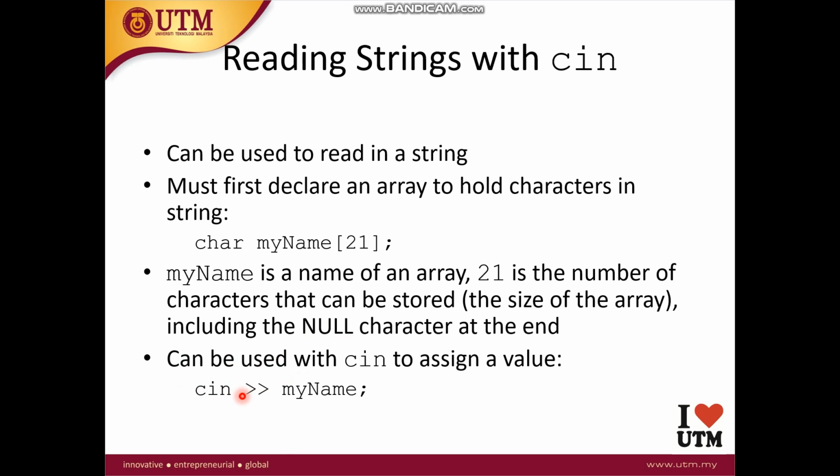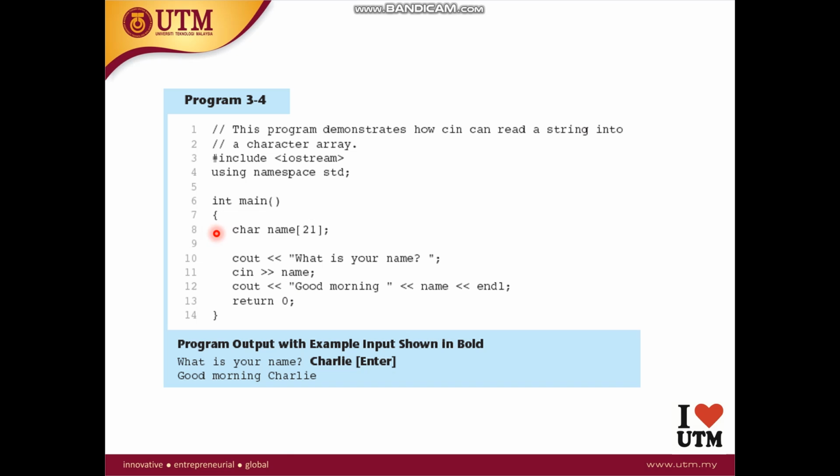This is how it is used: cin >> the name of the variable. Here we have an example, char name[21]. We display a prompt, cout what is your name, and then cin the name. So the user needs to enter data, for example Charlie, then enter, then we display it: good morning, which is a string literal, and then name, the name of the variable, and the program displays good morning Charlie, and this endl goes to the next line.